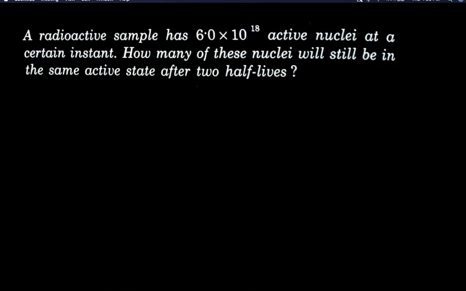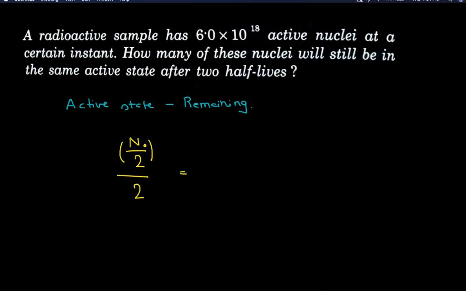So, okay, good. I can see many of you got it correct. Some of you are making silly errors also. A radioactive sample has this much nuclei at a certain instant. How many nuclei will still be in the active state? Active state means the remaining ones. The remaining ones after one half life is N0 by 2. After two half lives it is whatever remains divided by 2, so N0 by 2 squared will remain. So how much will remain? 6 divided by 4 into 10 to the power 18, which is 1.5 into 10 to the power 18 active nuclei will remain. So that is the answer. I can see almost everyone got it.